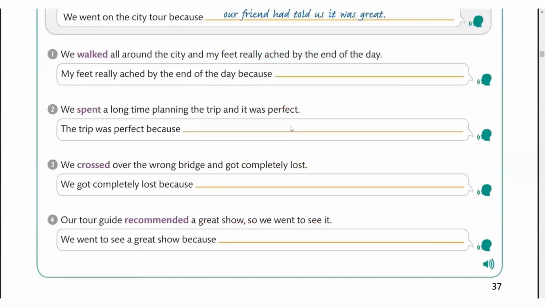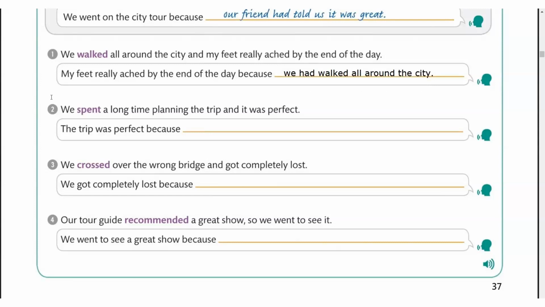One, we walked all around the city and my feet really ached by the end of the day. My feet really ached by the end of the day because we had walked all around the city. That does happen. When you're walking all over the city, your feet will ache. So we have had and then the past form of the verb, walked.